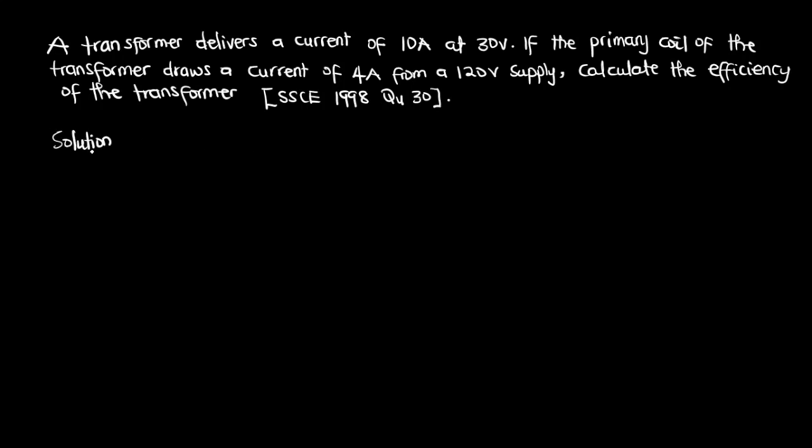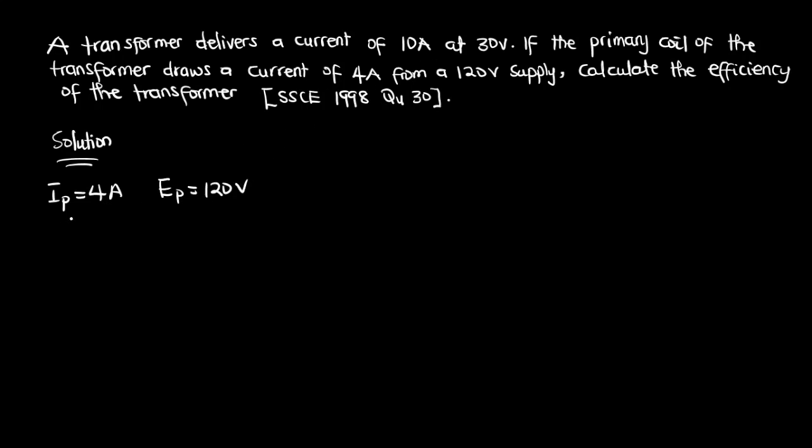Right, so if you're watching this video, I believe you've already watched either the first part or the second part of our transformer videos, and you've seen how we solve problems like this, and you know the formula, right? So here we have a transformer that delivers a current of 10 amperes at 30 volts. We were told that the primary coil of the transformer draws a current, so it means the current in the primary coil, which is IP, is 4 amperes from a 120 volt supply. So it means the voltage supply, which is EP, is 120 volts, right?